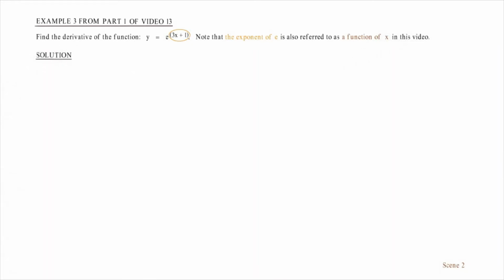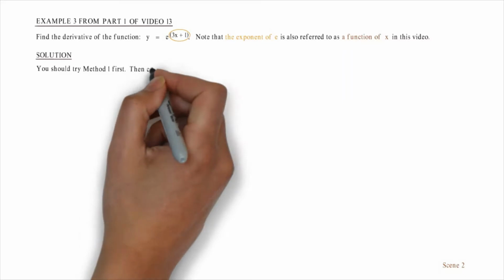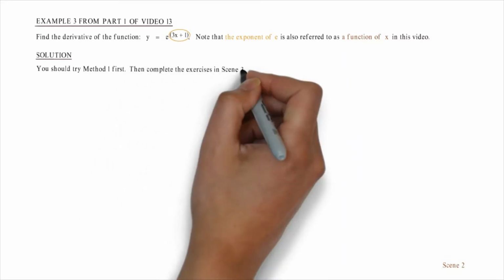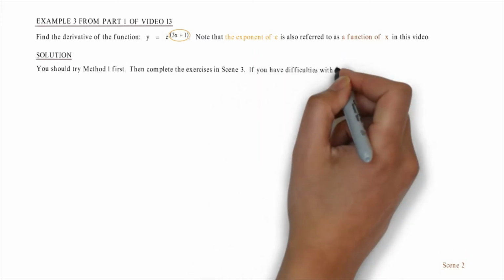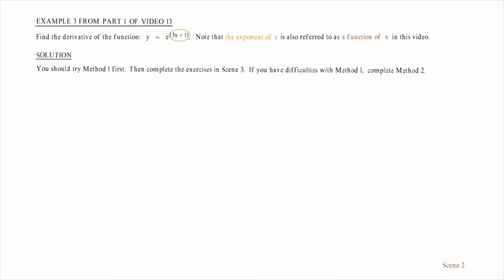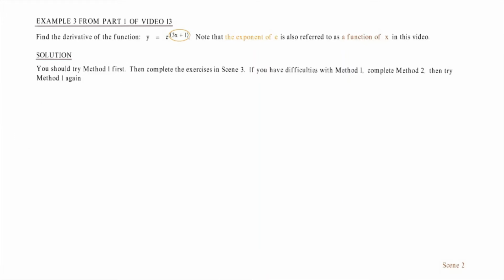Solution. You should try method 1 first. Then complete the exercises in scene 3. If you have difficulties with method 1, complete method 2. Then try method 1 again. See reminder 1 in scene 8.